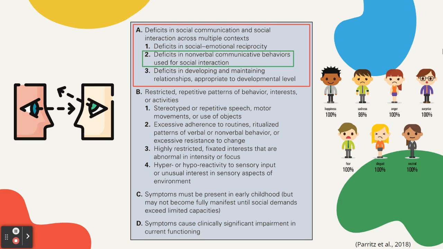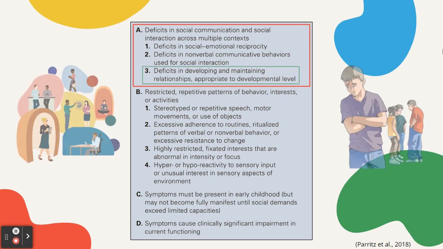And then for deficits in developing and maintaining relationships, people with autism may have difficulty adjusting to different social contexts and just making friends. So they're having that difficulty of socializing and understanding social cues, and just connecting with people.